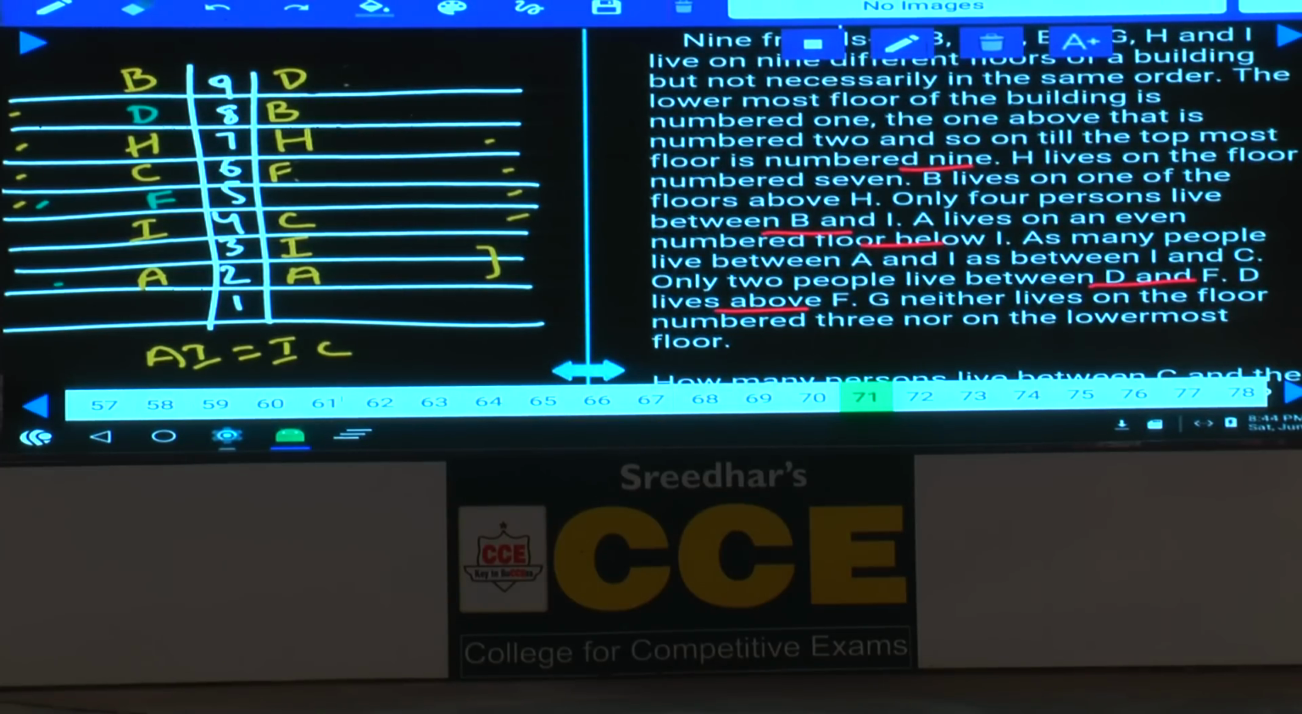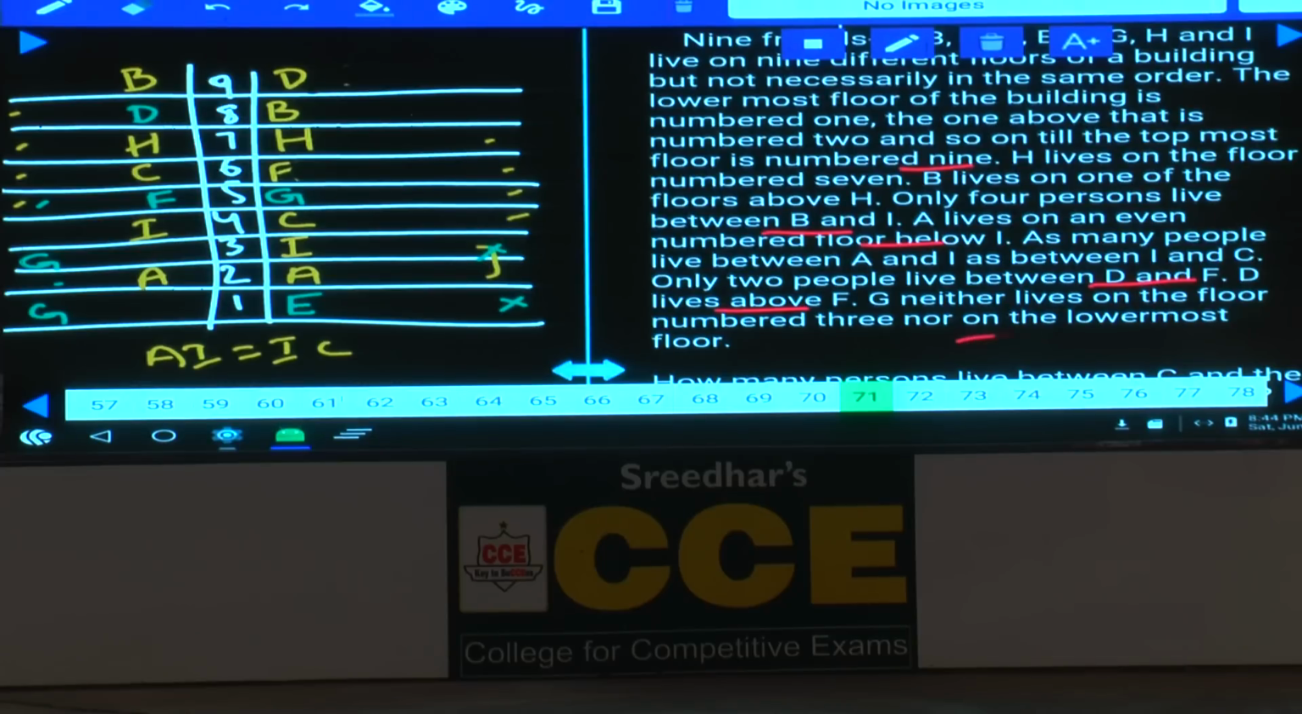G neither lives on the floor number 3 nor on the lowermost. Now G cannot be on 1 and cannot be on 3, so G must be on the 5th floor. If G is on the 5th floor, the person who is left is E, who must be on the ground floor. But as in condition number 2, G must be either on the 1st floor or on the 3rd floor.